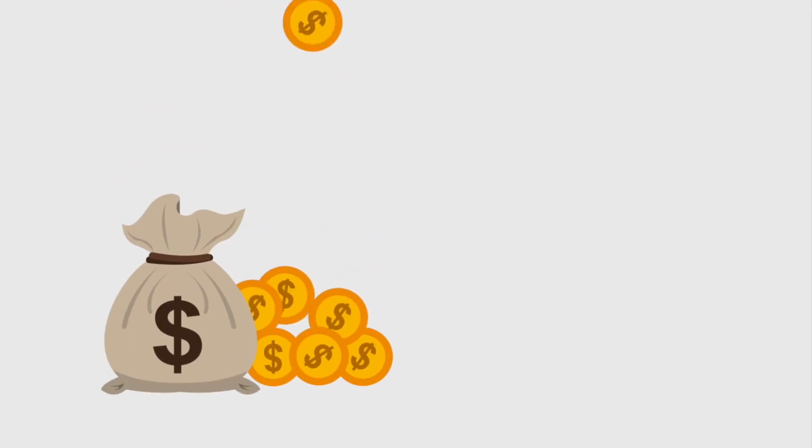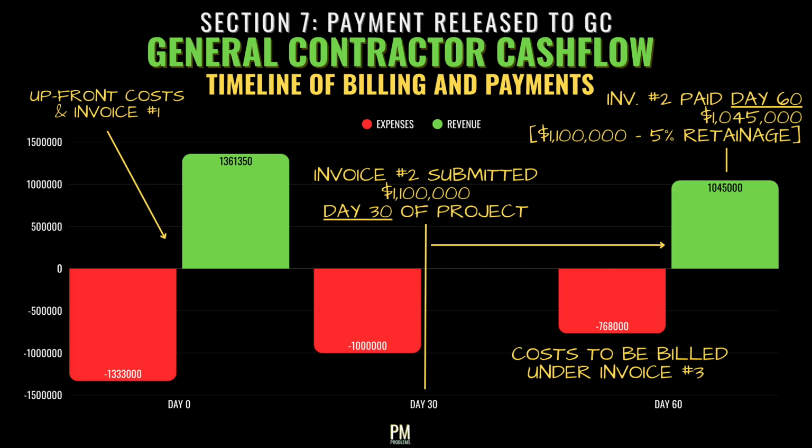Let's now fast forward to when the owner finally releases payment to the GC. As you can see, the check for the first month's work is cut 30 days after the client was invoiced, or right around the end of the second month, i.e., the time when the GC is preparing to submit their invoice for the second month's worth of work.